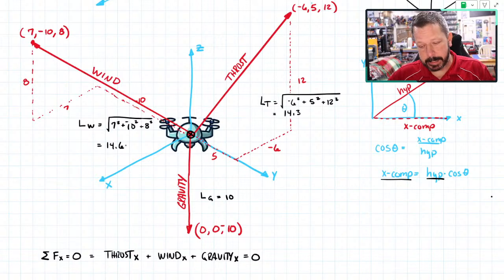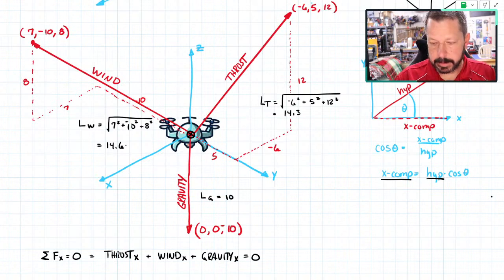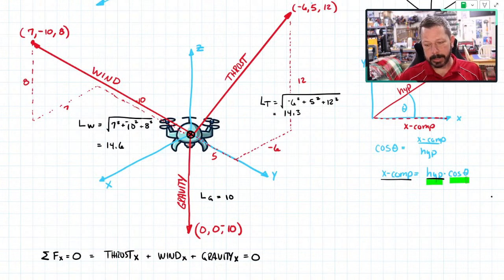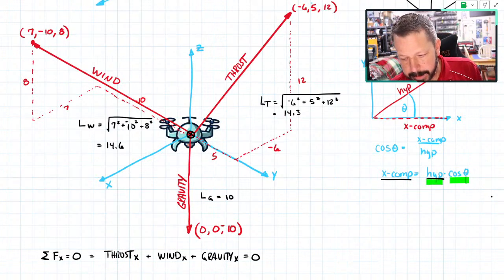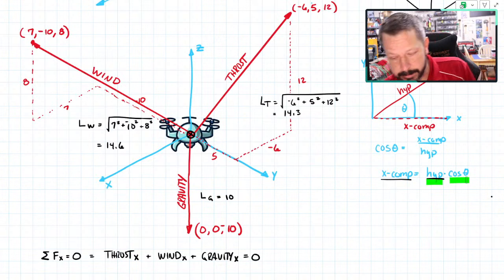So how do we get x components? Well, x components equal the hypotenuse times some cosine of angle theta. That theta is the angle between the wind, the thrust, and the gravity. So whichever one I'm looking at, that vector and whatever axis I'm looking at. So in this case, the x-axis.